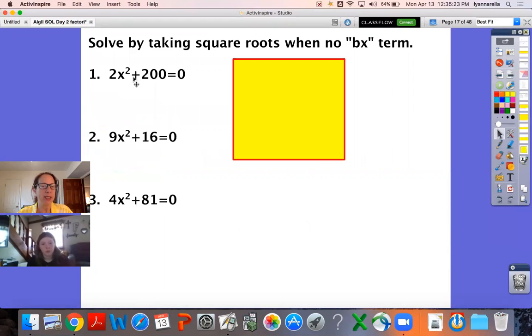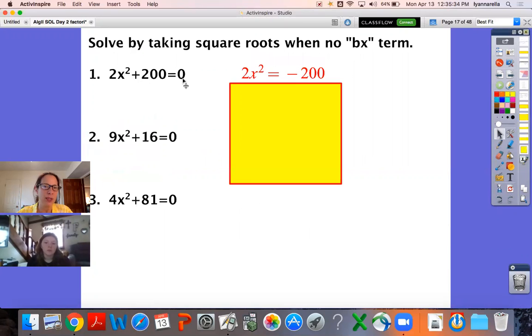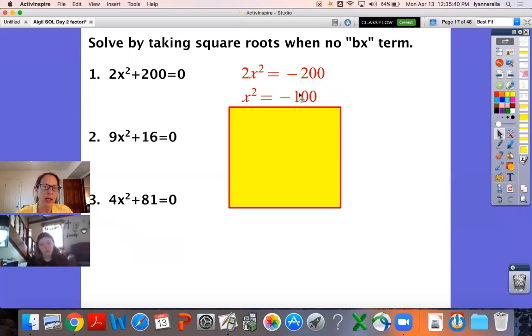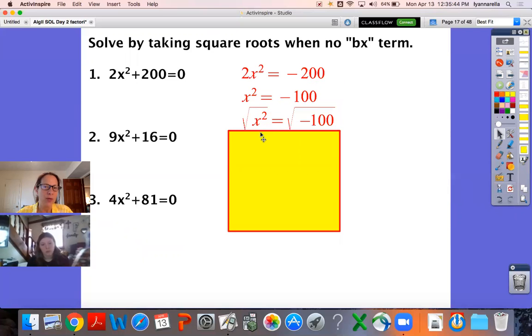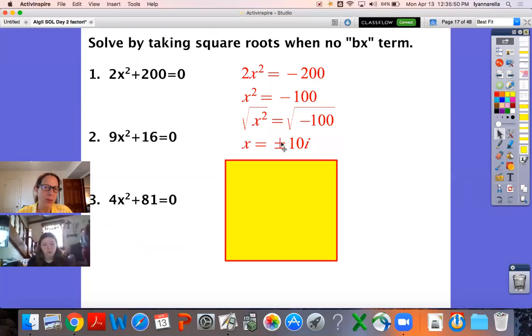And then if you want to solve by taking square roots, you can do that when there's no bx term. This is ax squared plus c. The constant has no x on it. So since I'm missing my bx term, here's what I did. I moved the 200 to this side, and I got a negative 200. I divided both sides by 2, and I got x squared equals negative 100. And then I took square roots. The square root of x squared is x, and the square root of negative 100 is 10i. And you always put a plus or minus in front. So you did the square root of the 100, and then you were left with a negative sign, and you turned that into imaginary. Do you remember?